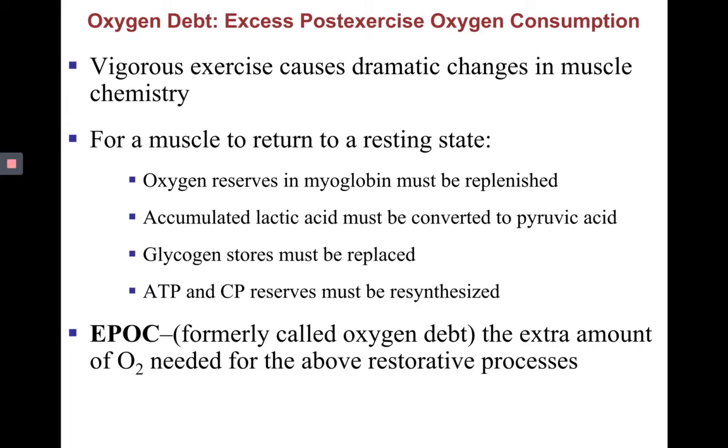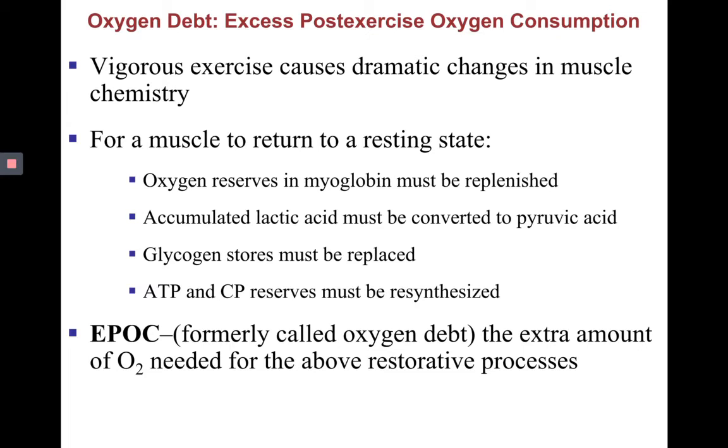So for a muscle to return to its resting state, it has to pay the oxygen debt, which is now called the excess post-exercise oxygen consumption. Personally, I prefer oxygen debt. It's simple and it makes sense. This is what the muscle must pay or replenish in order to be able to contract again. That includes replenishing oxygen reserves. Make sure that myoglobin is holding on to at least some stored oxygen. Make sure that accumulated lactic acid is converted to pyruvic acid and removed from the muscle itself.